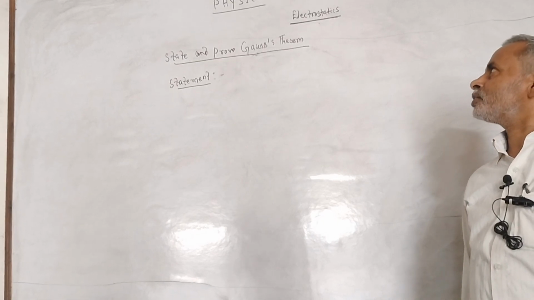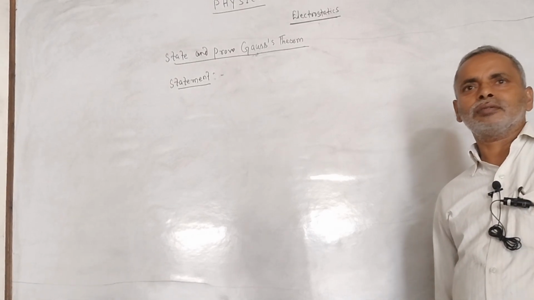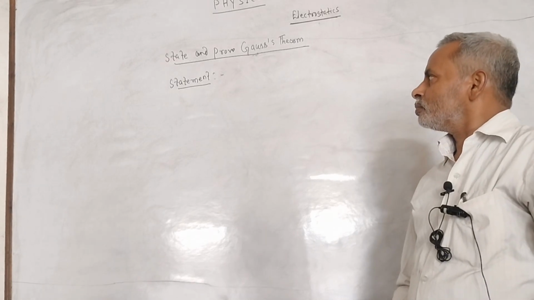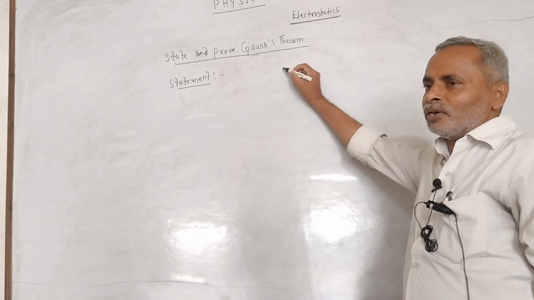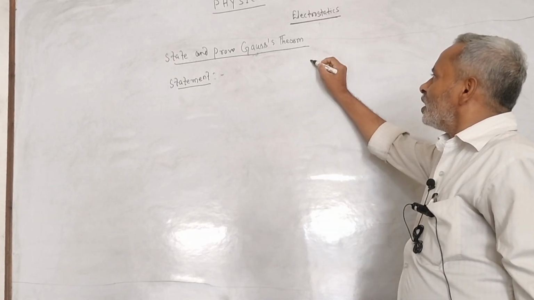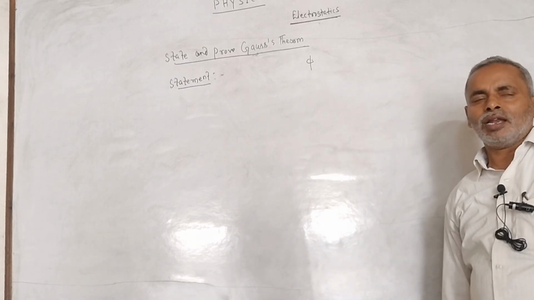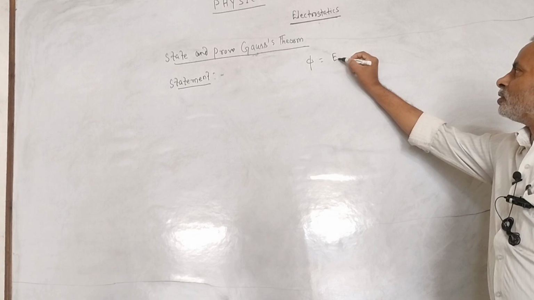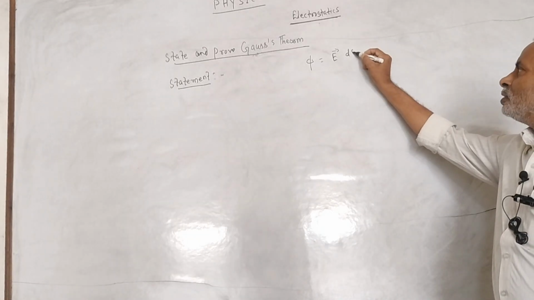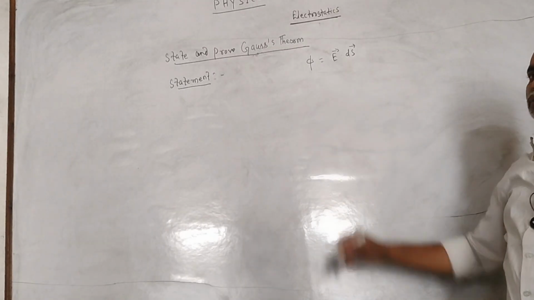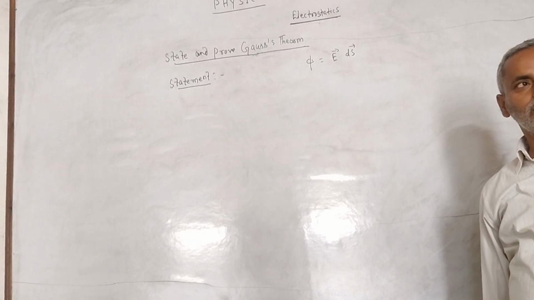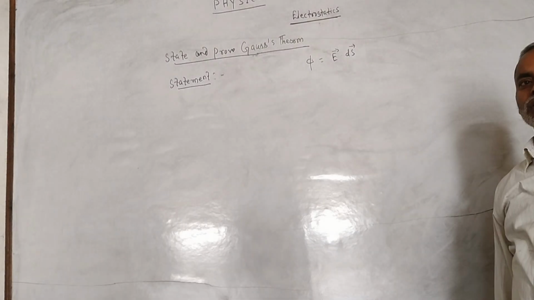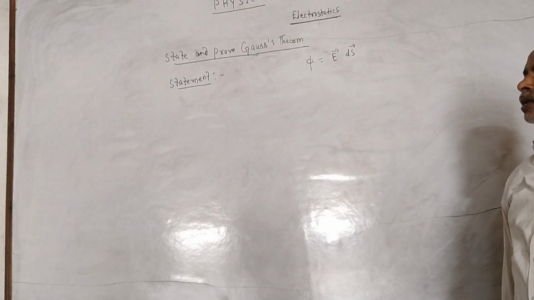Gauss's theorem related to electric field. First of all, the fundamental knowledge of electric flux. Electric flux phi equal to E dot ds. The scalar product of electric field and small surface area is called electric flux.